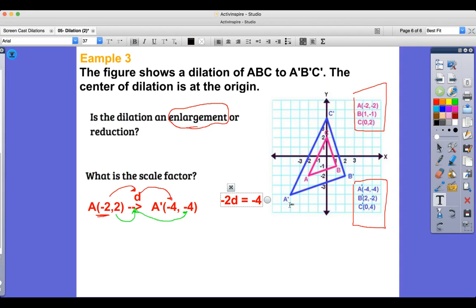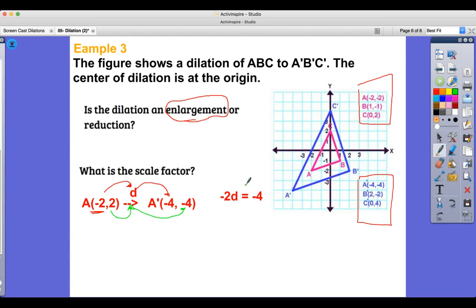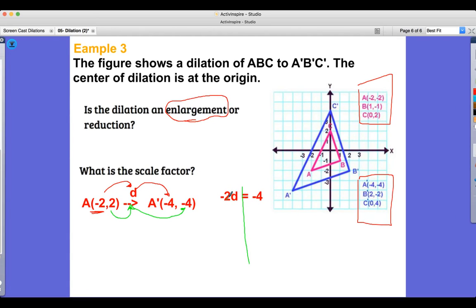So I'm going to divide by negative 2. I divide by negative 2, and then negative 2 divided by negative 2 is going to give us 1D. And then negative divided by negative is positive. 4 divided by 2 is 2. So here we have a scaling factor of 2.